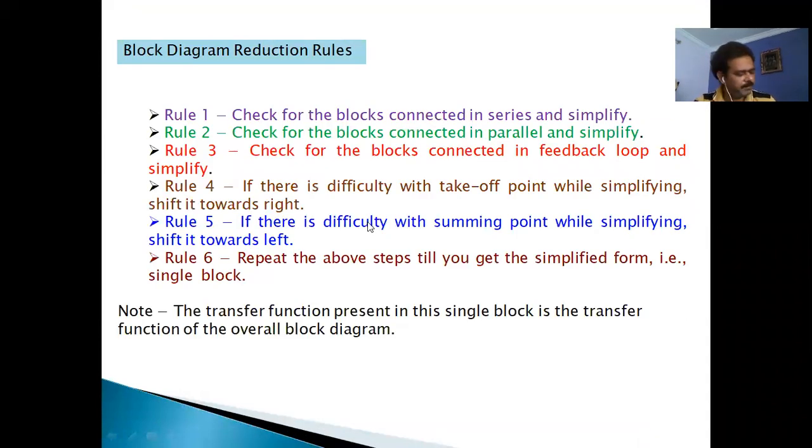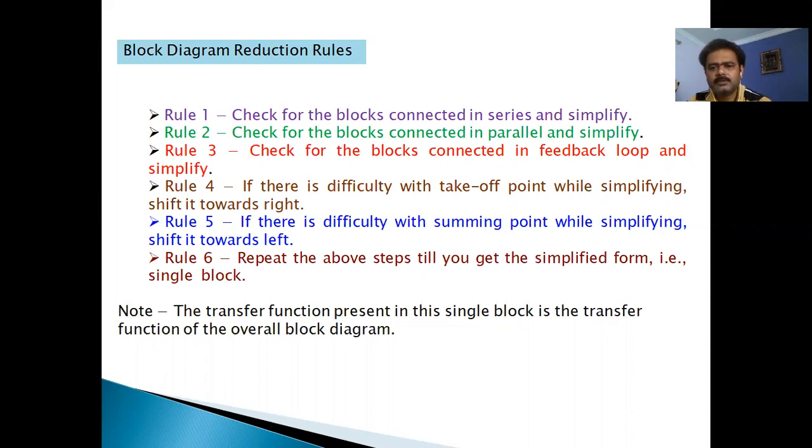So the third step is to check for blocks connected in a feedback loop and simplify. We have to eliminate feedback loops. Just by applying the formula G by 1 plus GH if there is a negative feedback, you will get G by 1 plus GH. If it is a positive feedback, you will get G by 1 minus GH as the answer.